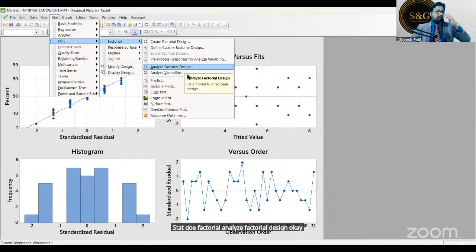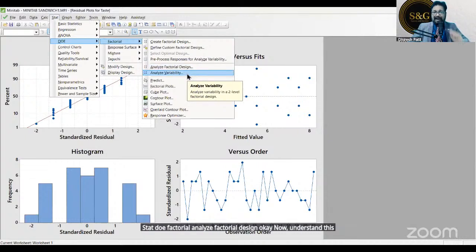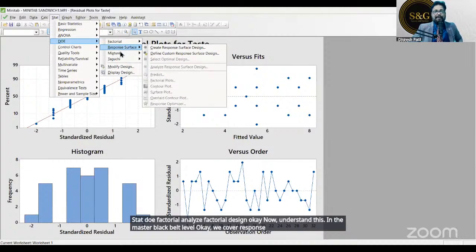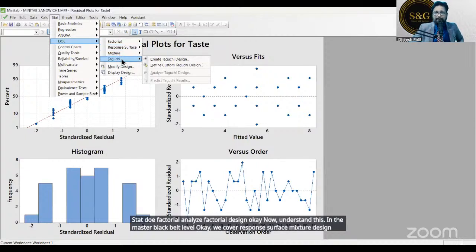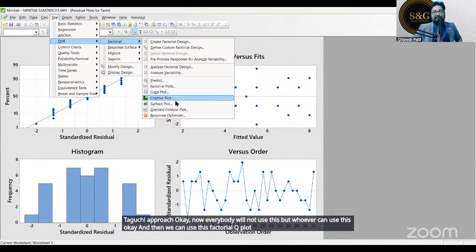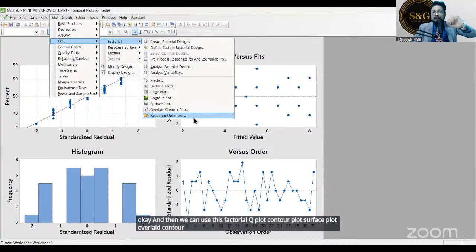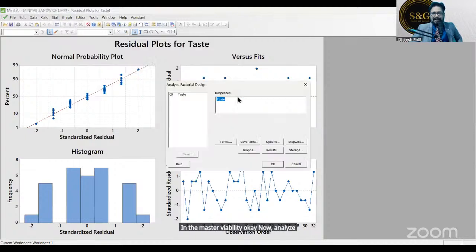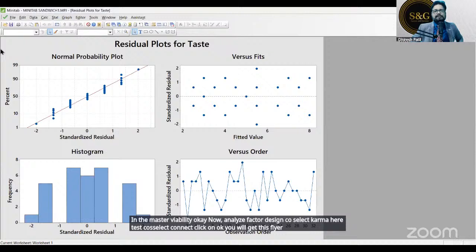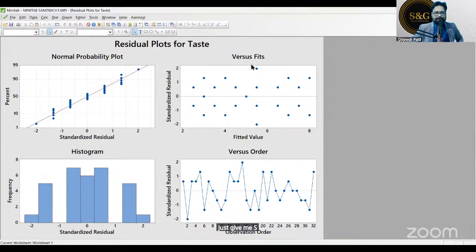Okay. Now understand this. In the master black belt level, we cover response surface, mixture design, the Taguchi approach. Now everybody will not use this, but whoever can use this. And then we can use this factorial, cube plot, contour plot, surface plot, overlaid contour plot. All these things will be covered in the master black belt level. Now Analyze Factorial Design ko select karna hai, test ko select karna hai, click on OK. You will get this file. Clear, everybody? Just give me yes in the chat box.